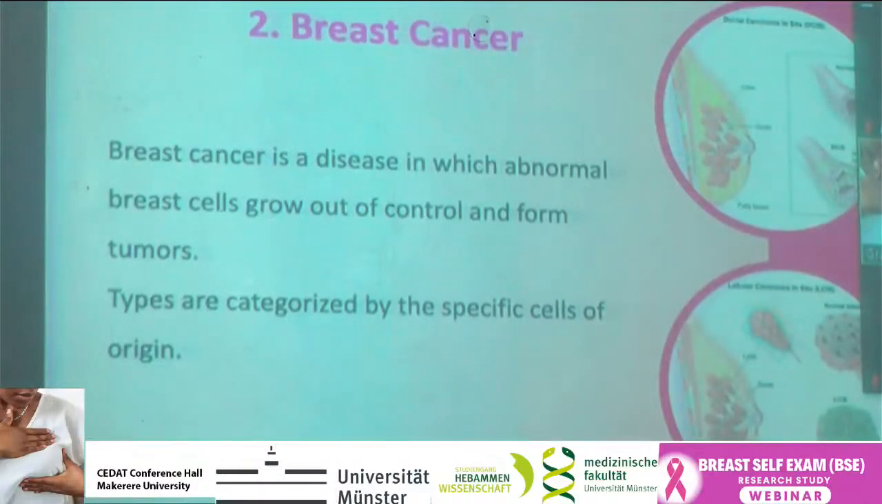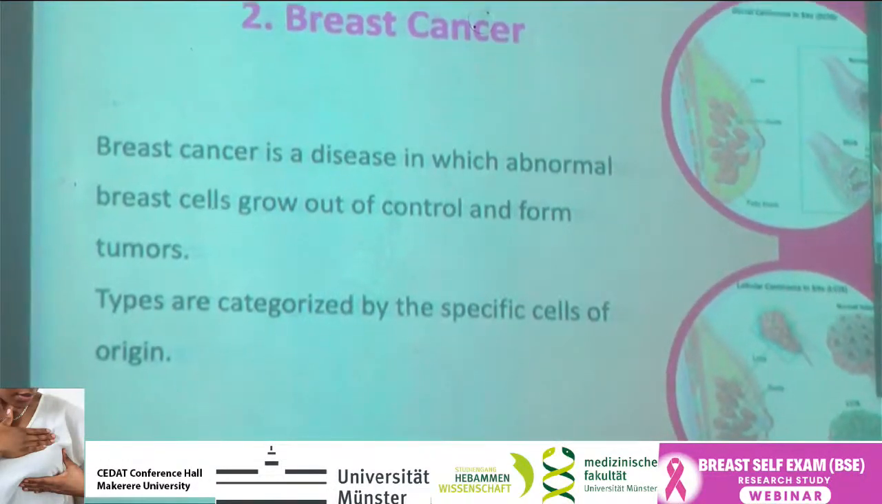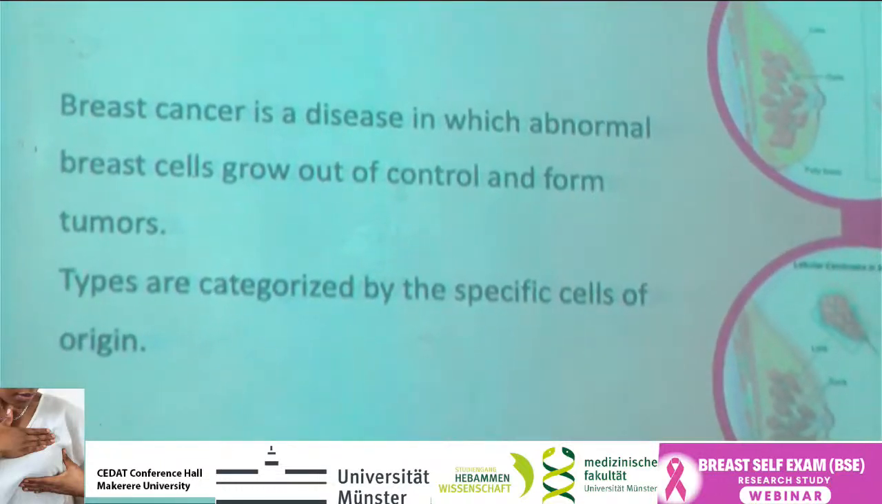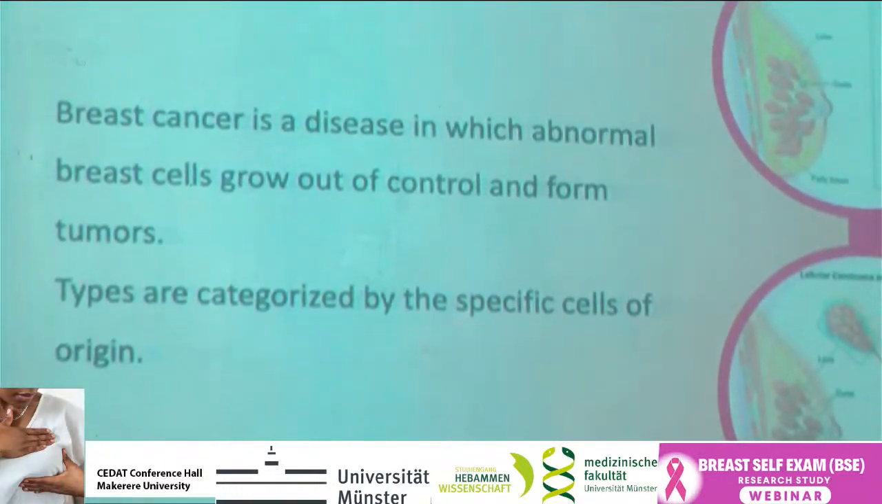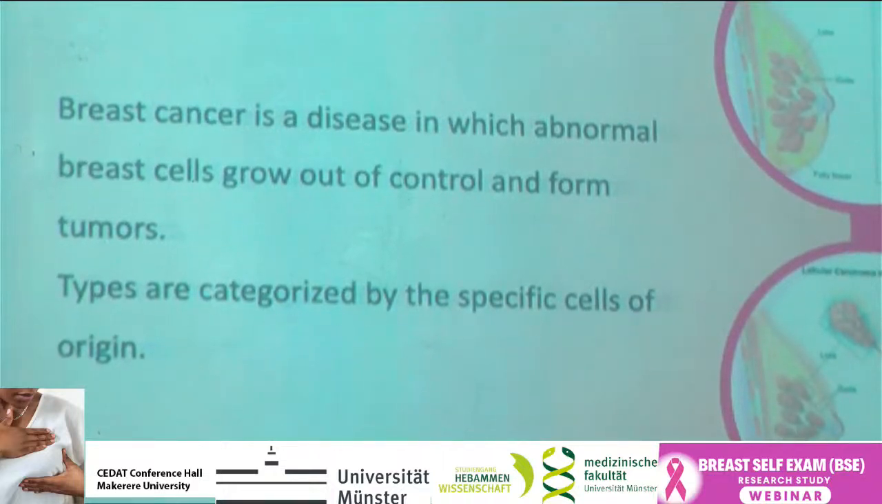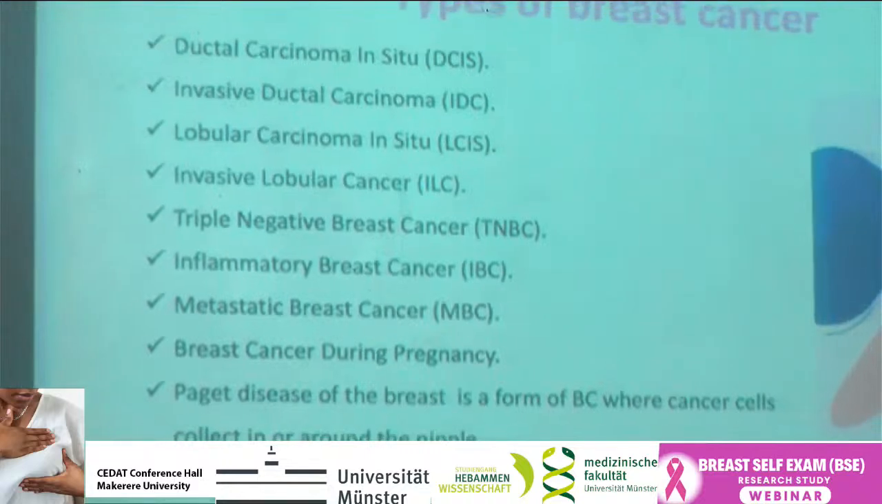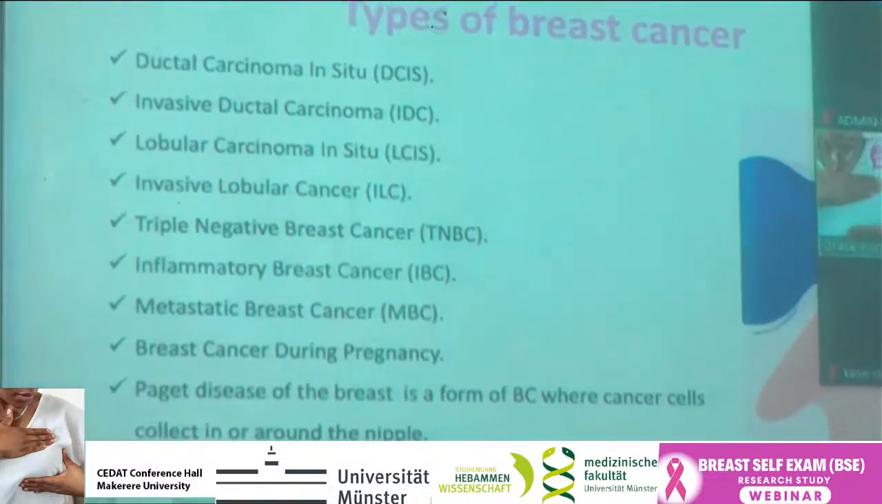Abnormal cells grow out of control and form tumors. And there are different categories. And these cells actually categorize or describe the types of breast cancers. There are very many different types of breast cancer.